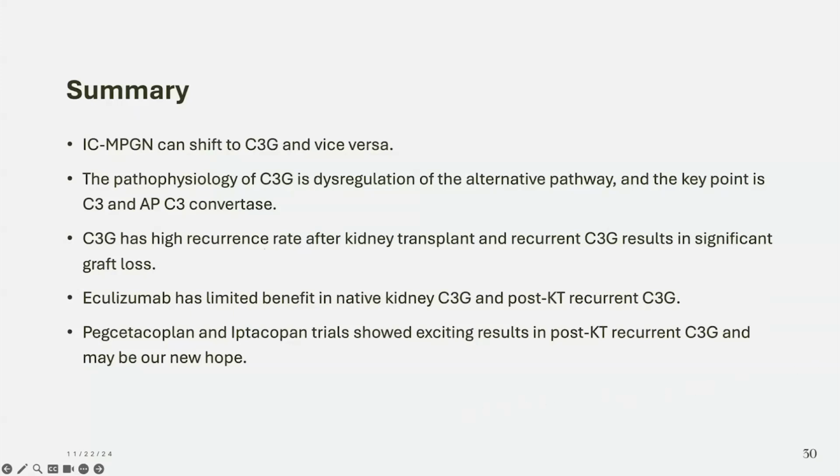So, and we have talked a lot about Columbia and Mayo data. What about UW data? That will be the topic of my next presentation. Stay tuned. We're getting pegcetacoplan for our patients.